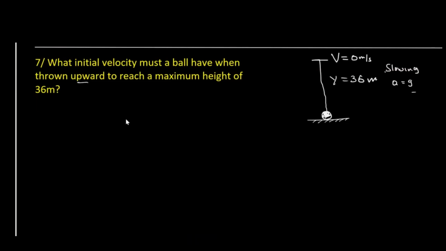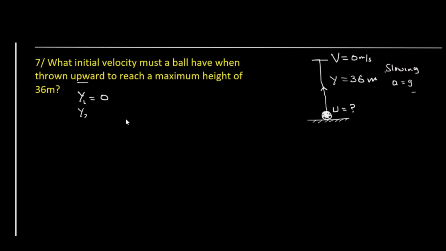All right, so I know this. But the question is, what was the initial velocity to get this kind of situation, to get 36 meters above the ground? Well, what I have to do is this. I can say now y1 is equal to 0, because at the beginning it was at the ground, and it's going up.